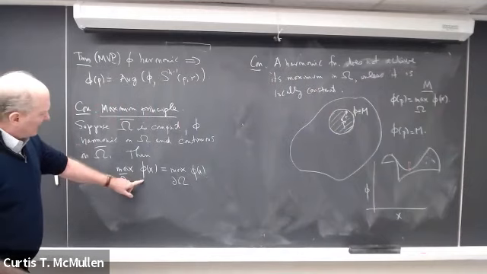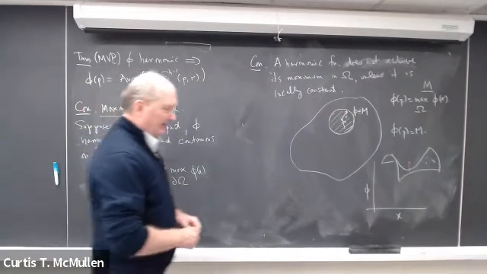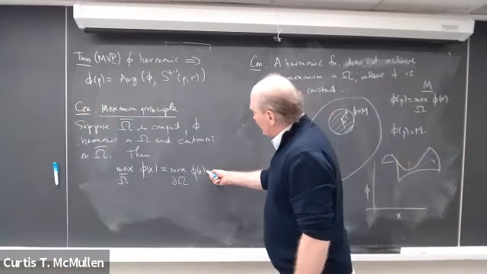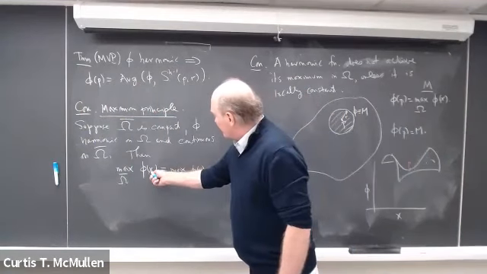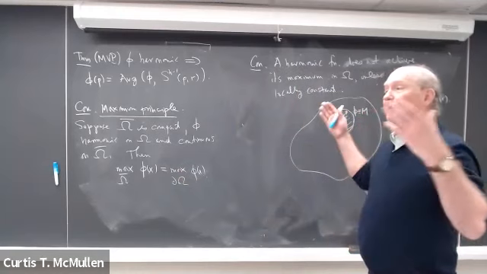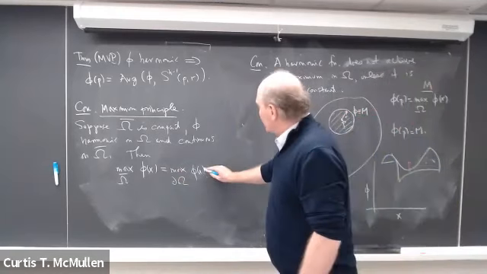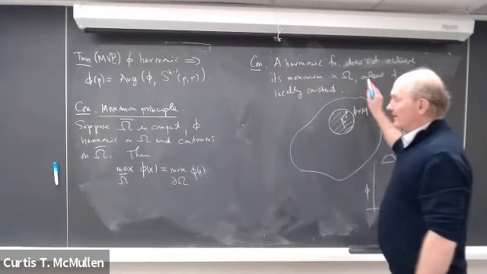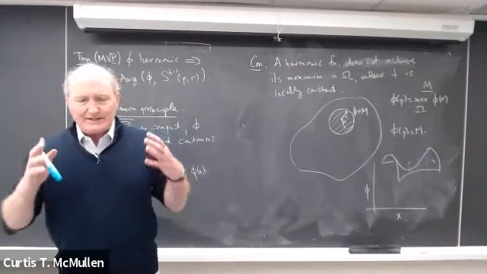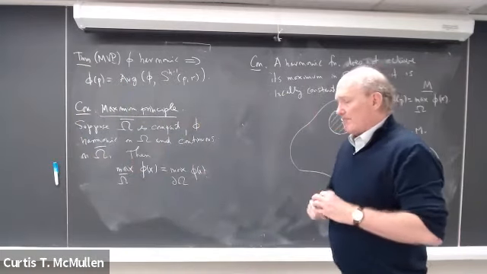If the function is constant, then of course you get the same maximum on the boundary of the region as in the interior. And if the function is not constant, then the value at any interior point is strictly less than the value nearby, and therefore strictly less than the value at the boundary. So the maximum is only achieved on the boundary when phi is not constant. That's the maximum principle.